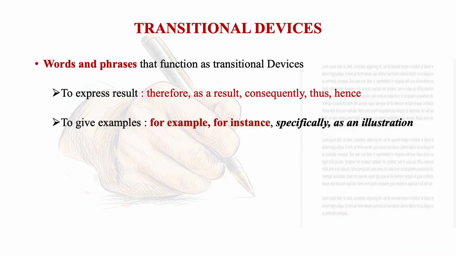What are the words or phrases which you would like to use for giving examples? You should be learning them. So transitional devices such as for example, for instance, okay, these are the words which are used to give examples. If you want to give examples in a paragraph, then you can make use of words such as for example. Then you talk about what kind of example you are going to give. And then you can also make use of for instance. For instance also means that you are going to give an example. So these are the words which are used as transitional devices.